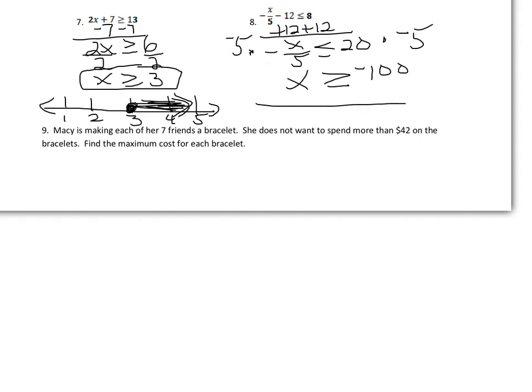So if I draw my number line and graph this, I could have -102, -101, -100, -99, -98, and it's going to be a closed circle on -100 because it's or equal to, and x is greater than that, so it's going to go to the right.